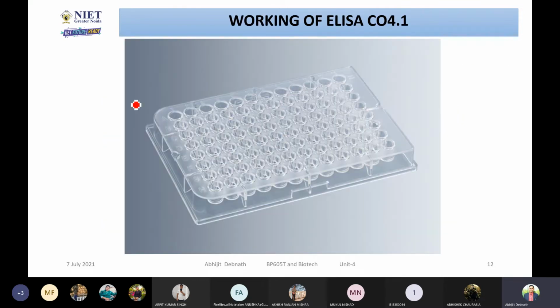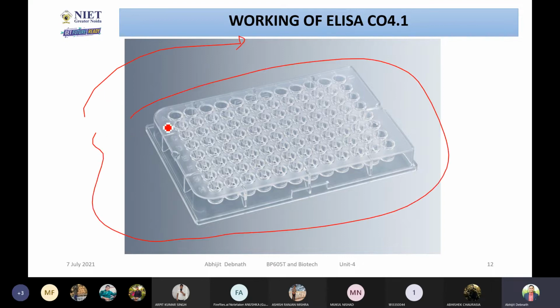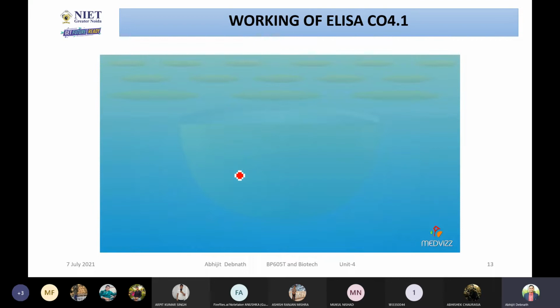For doing the experiment with ELISA, you need one plate like this. There will be some holes. You can see A, B, C, D, E, and 1, 2, 3, 4, 5, 6, et cetera. So there are lots of holes present. How will you do it? I have a very interesting video on these things also. Again, I will play this video so that you'll be able to understand.